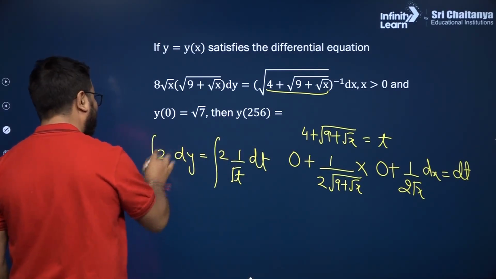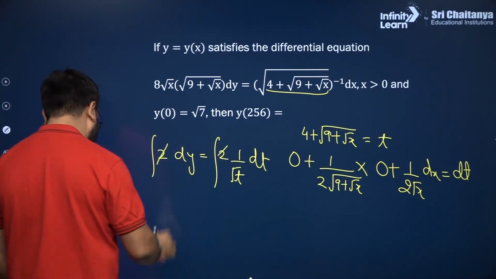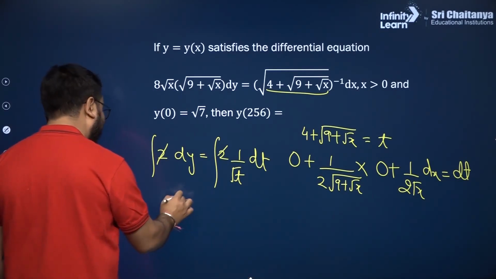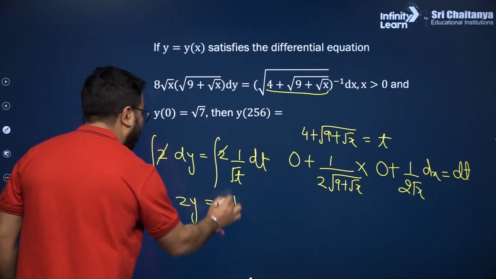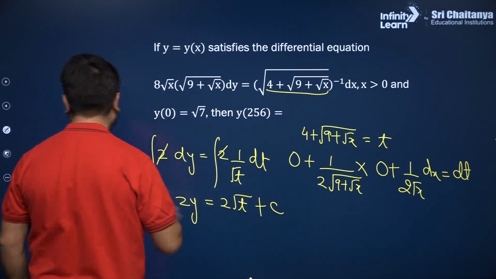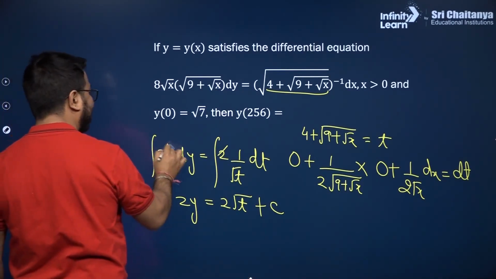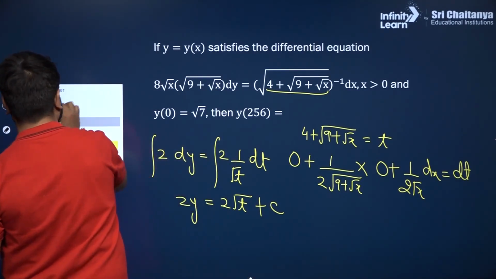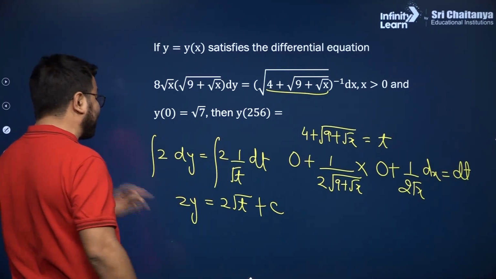And on integrating both the sides, 2 and 2 both will get cancelled. So finally we will be able to write 2y is equals to 2 root t plus c. If I'm not cancelling this 2, then I can here write 2y is equals to 2 root t plus c. Then I need to replace the value of t also.